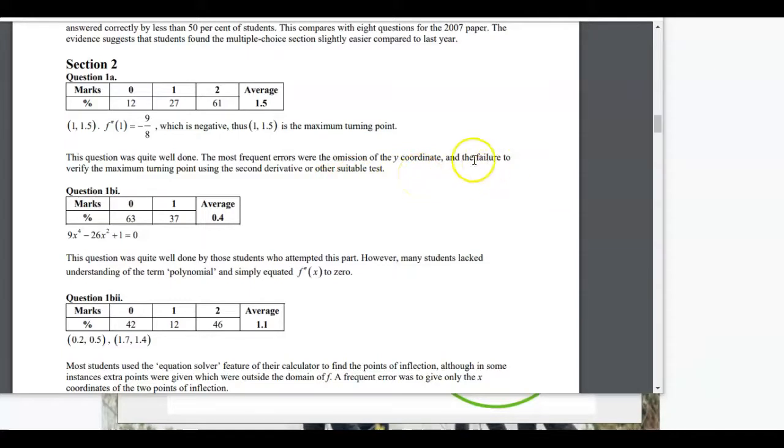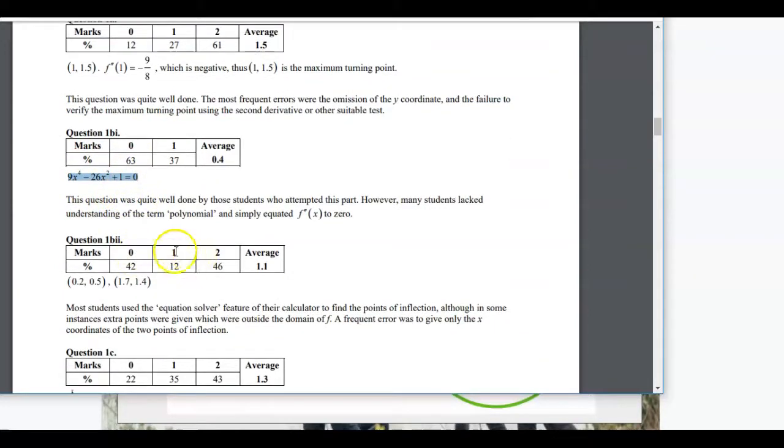missing out parts of the question. So failing to verify the maximum turning point using the second derivative, and just writing down 1.5 and not testing it and stating that it must be a maximum because the second derivative is negative. For not giving a polynomial equation in 1b, which is what it asked for, so you must have the polynomial part of the numerator being equal to 0, not the whole thing.